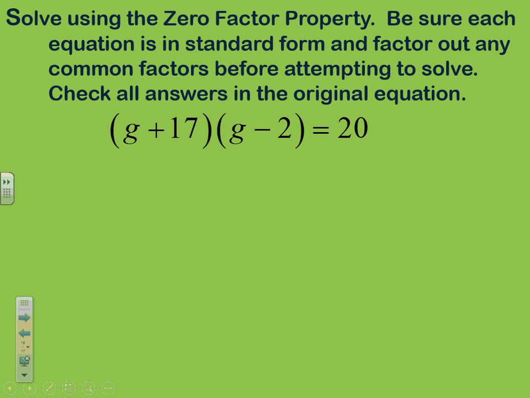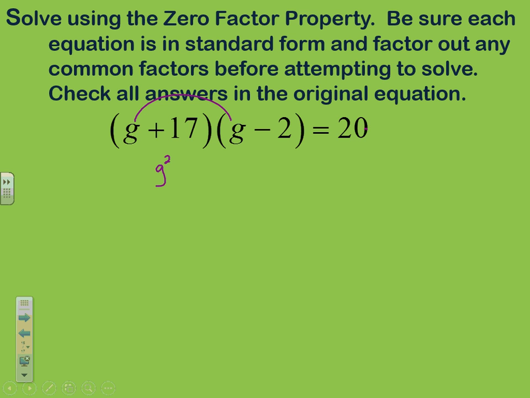Now here, what's interesting, this is one of the ones that's going to cause students a problem. And it's really because on the right side we have that 20. This is not in standard form, and it looks like it's already factored for us, but it's really not. We really need to put it in standard form and then factor it. And unfortunately, it's going to give us a little bit of extra work. So we're going to FOIL the expressions on the left side.